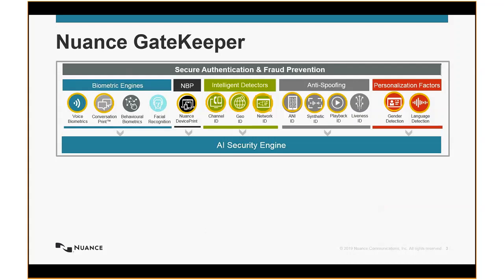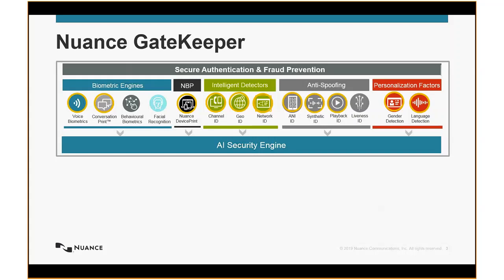What I want to highlight are the ones that we would use for contact center. Our biometrics engine includes voiceprint and conversation print, which would be valid for the contact center. Conversation print is something unique to Nuance, and it's based on the signature of the words that you use as part of your authentication, and it's also used for fraud detection, of course. We also have the Nuance device print to detect that you're calling from the same device you normally would.